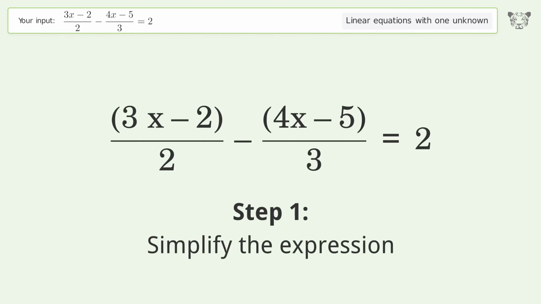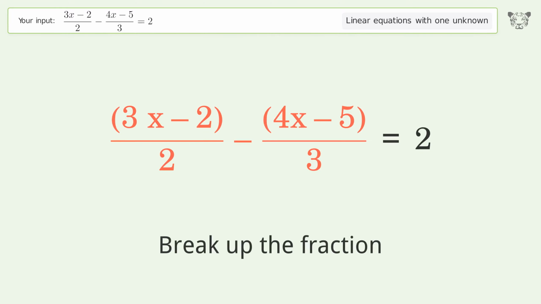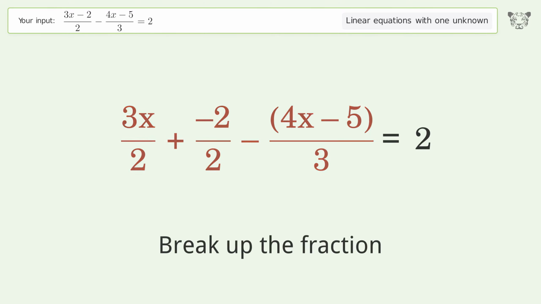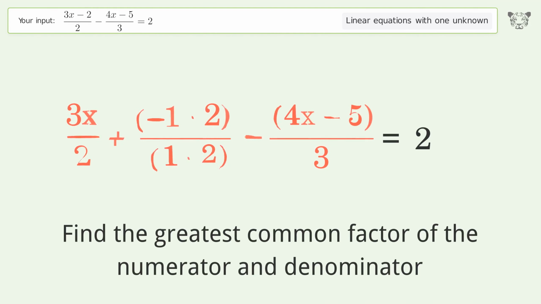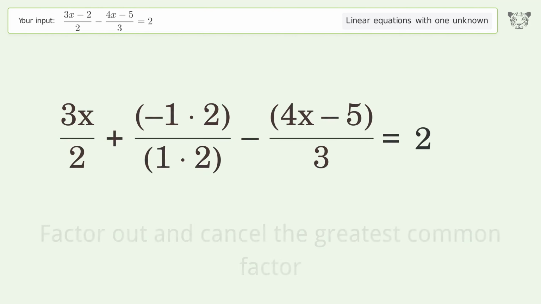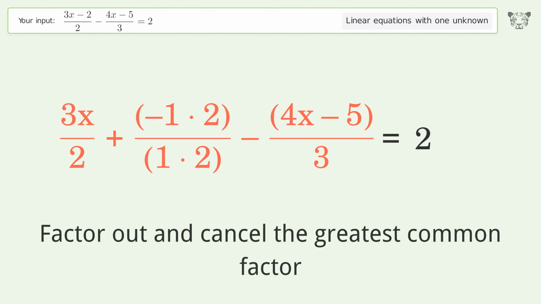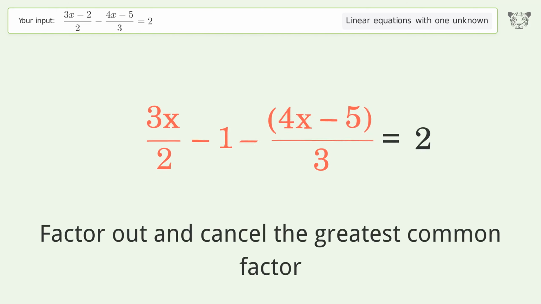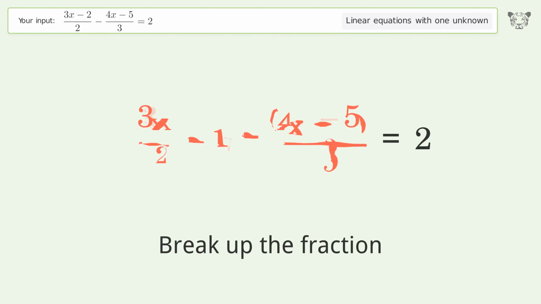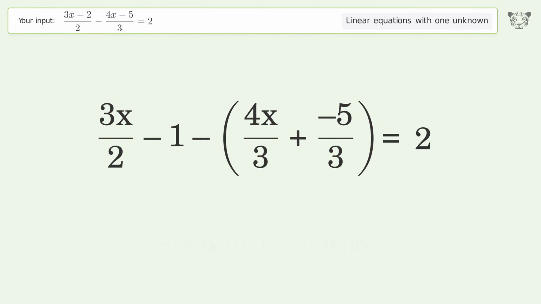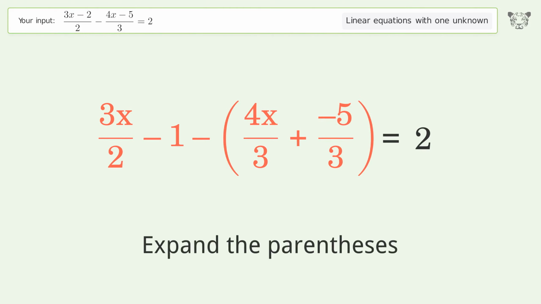Simplify the expression. Break up the fraction. Find the greatest common factor of the numerator and denominator. Factor out and cancel the greatest common factor. Break up the fraction. Expand the parentheses.